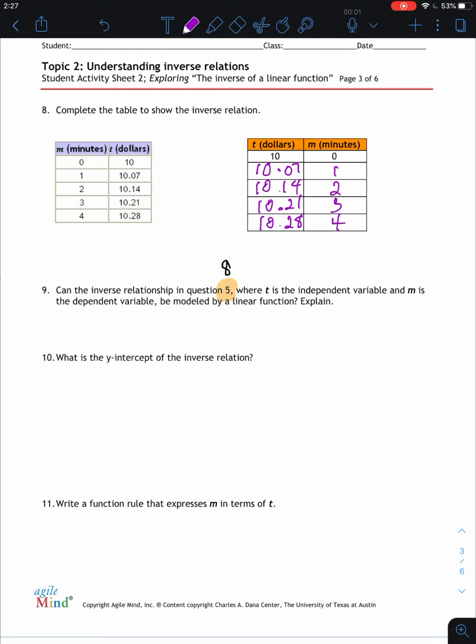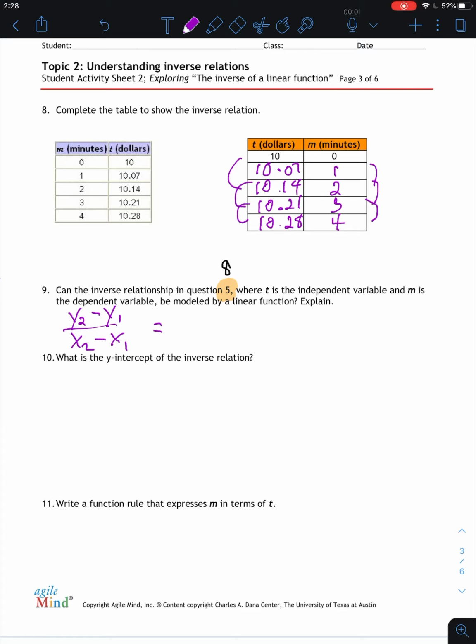The way we know that it can is because it's a constant rate of change. The rate of change stays the same from one point to the next to the next. So if we use that slope formula, y2 minus y1 over x2 minus x1, we're going to get the same thing each time. It's going to be a constant rate of change. So 2 minus 1 over $10.14 minus $10.07 is the same as 3 minus 2 over 1021 minus 1014, which is the same as 4 minus 3 over 1028 minus 1021.